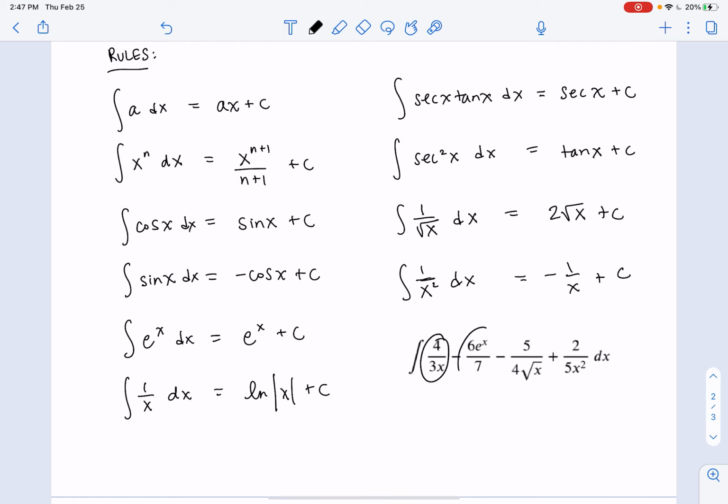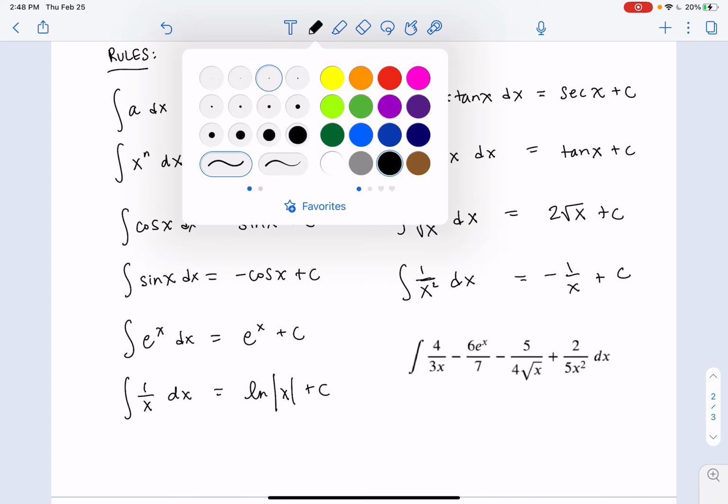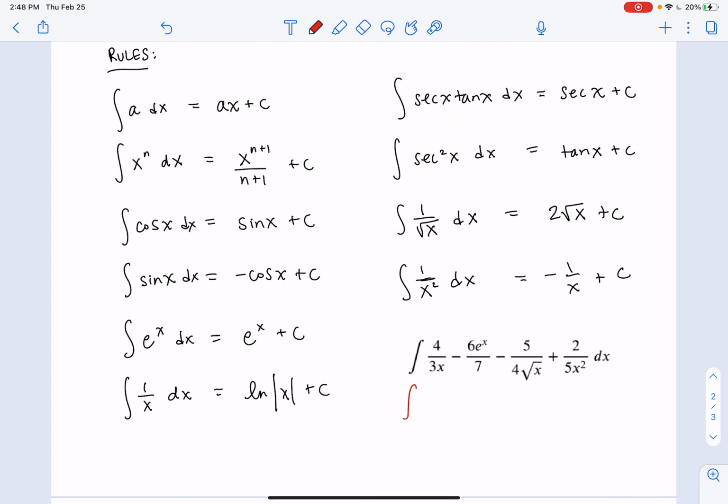So we're going to take the integral of each piece separately since they're separated by plus and minus signs. I'm also going to show this only once, but in the future, you don't have to show this. But really here what we have is 4/3 is our multiplier, and it's being multiplied by 1 over x. In the next term, 6/7 is my multiplier, and it's being multiplied by e to the x. E to the x being in the numerator.